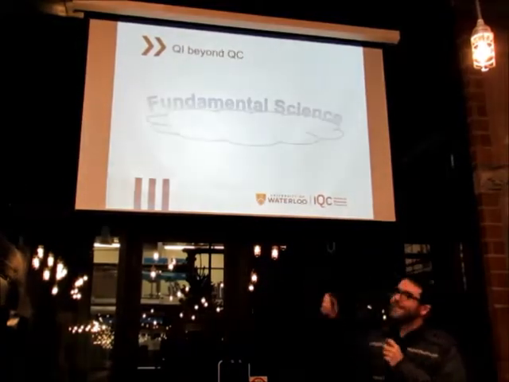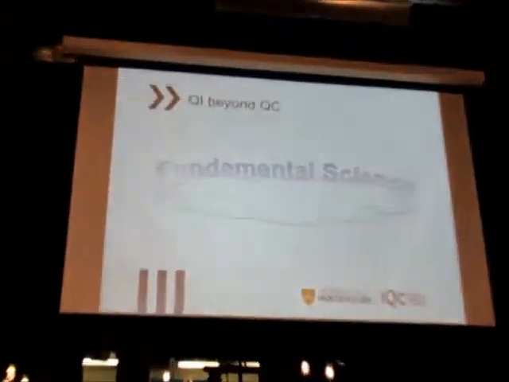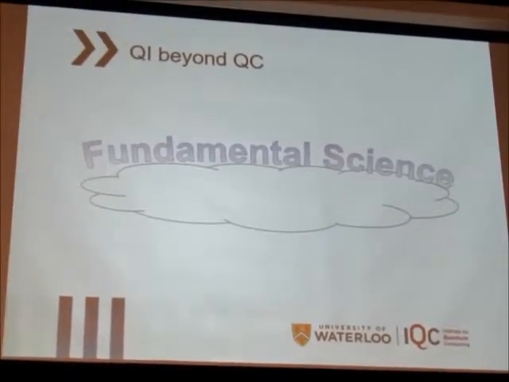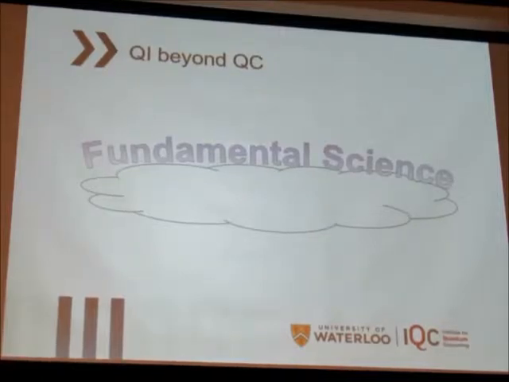And then, of course, there's good old fundamental science. That's just thinking about things that you don't think have an application right away. So say I want to care deeply about entanglement structure. If I have five particles, five qubits, how many ways can I think about entangling them?